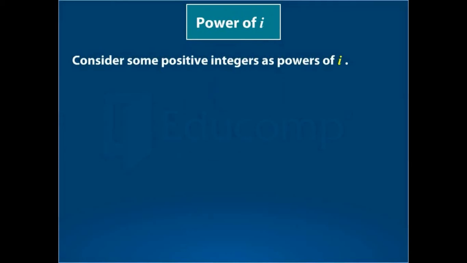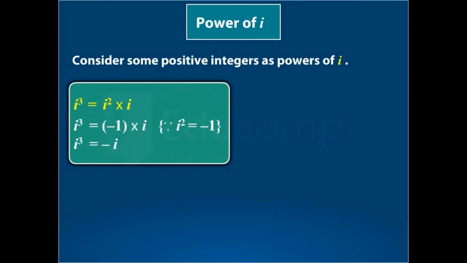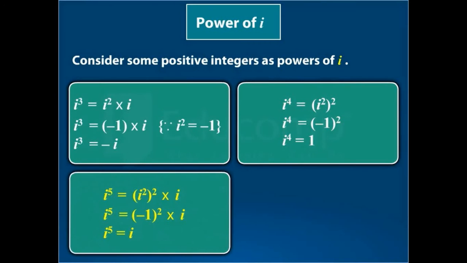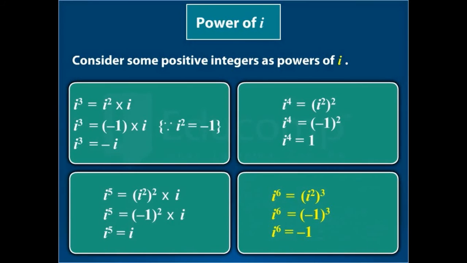Power of i. Let us consider some positive integers as power of i. Here, i cube can be written as i square into i. This is equal to minus 1 into i, as we know that i square is equal to minus 1. So we get i cube is equal to minus i. Similarly, i raised to 4 is equal to 1, i raised to 5 is equal to i, and i raised to 6 is equal to minus 1.